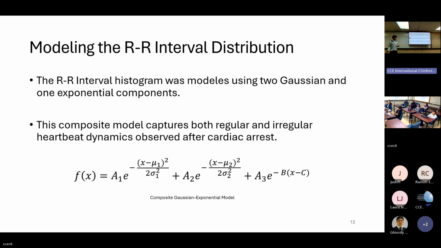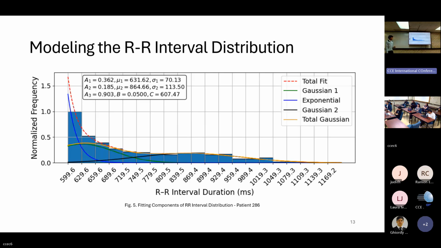This composite model is composed of two Gaussians and one exponential. We did this because we wanted to capture both regular and irregular heartbeat dynamics observed after cardiac arrest. In figure 5, we can see how every component contributes to the total fit, which is plotted in the red dotted line.